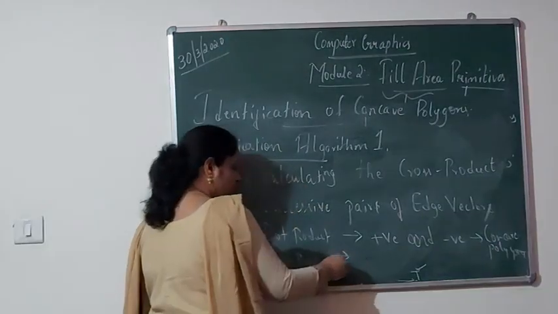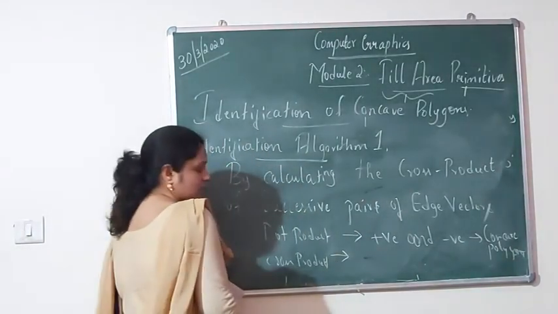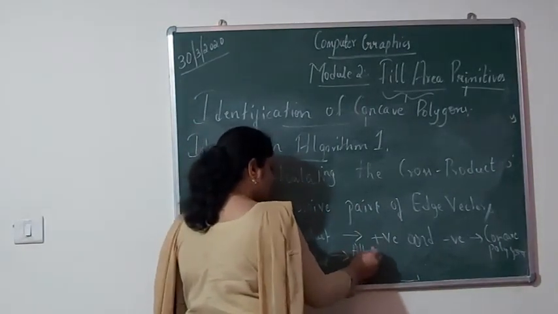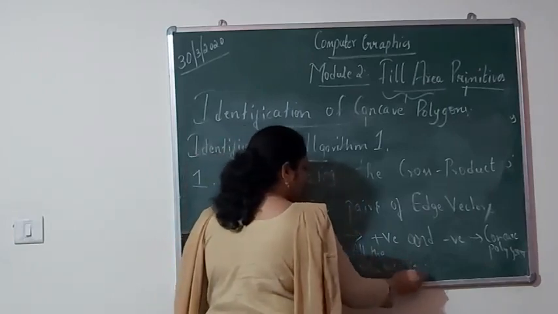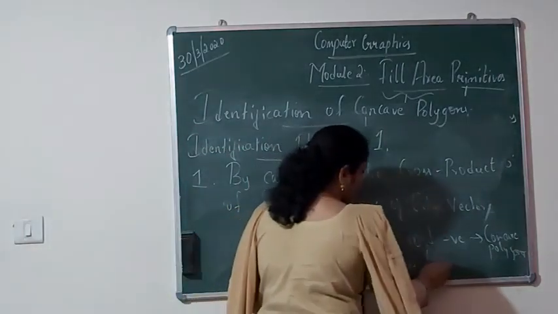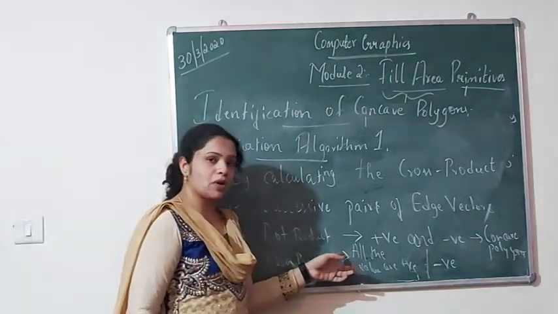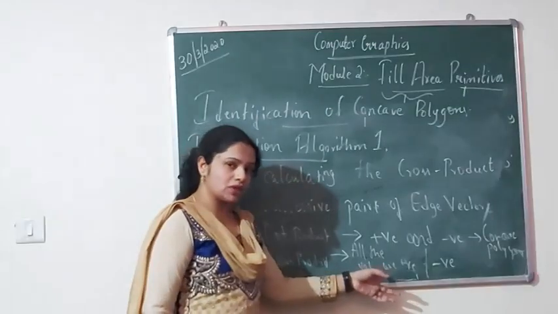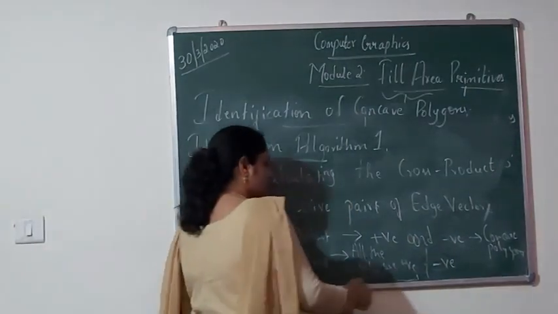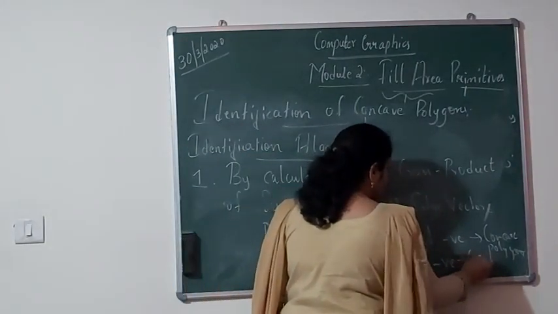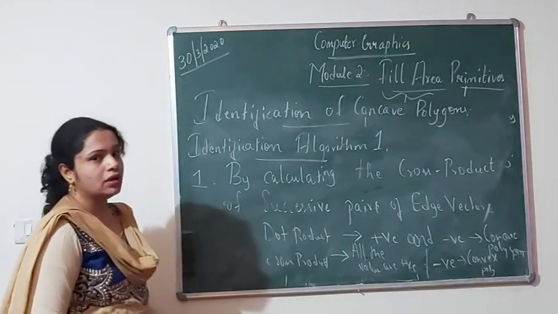If the result of my cross product is of the same sign, that is, if all the values are positive, or else all the values are negative, then such a polygon I classify as a convex polygon. This is the first type of identification algorithm.